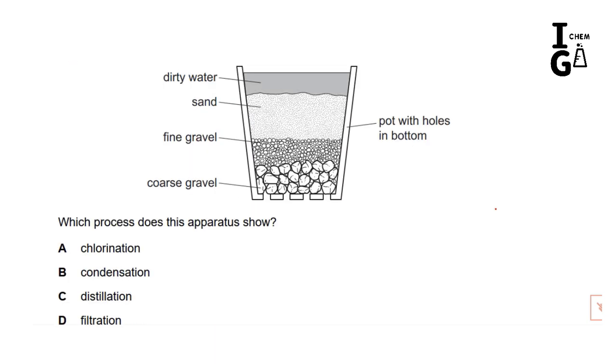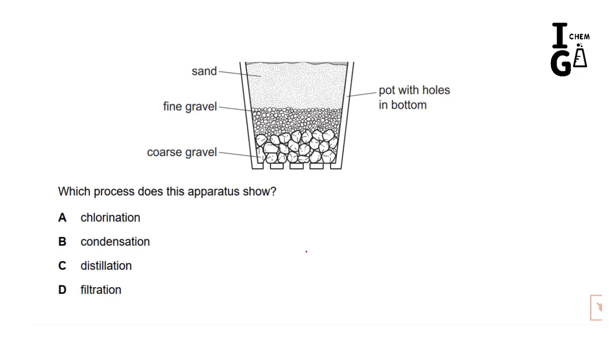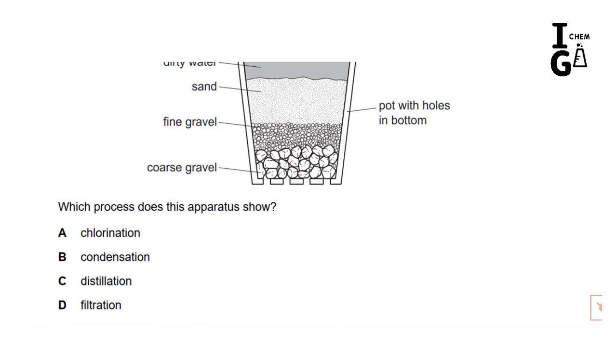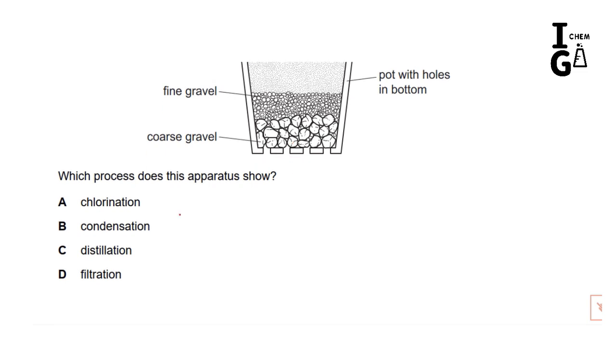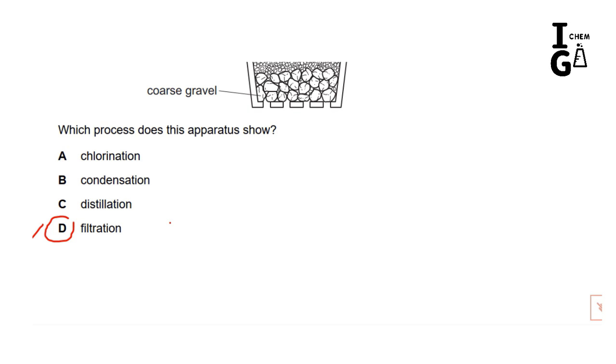28. The diagram shows a stage of the purification of dirty water. Which process does this apparatus show? Actually, guys, of course, these layers are to filter water. So it's not chlorination, it's not condensation, not distillation. Actually, it's filtration, and I think everyone knows this process.